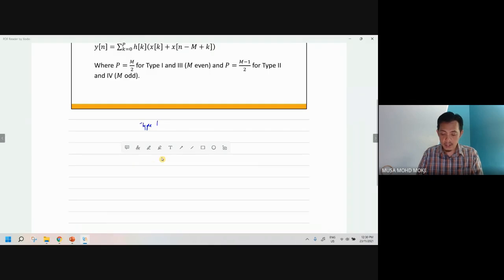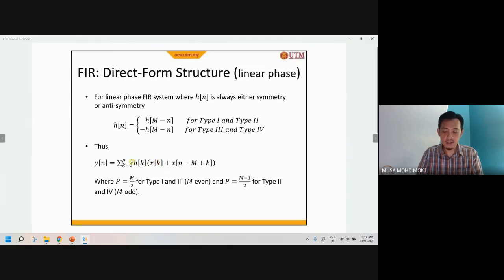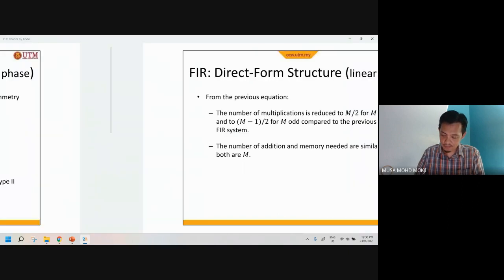Okay, so let's get back to this. We already know this: h[n] equals h[M minus n] is for type 1 and type 2, and this is for type 3 and type 4. So the main feature here is, when you have a linear phase, h[n] is symmetric or anti-symmetric. Okay, so that's the key.